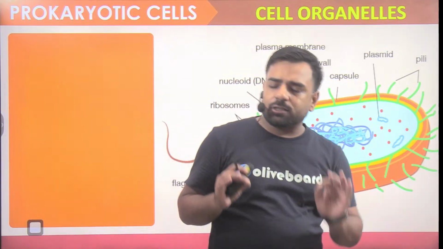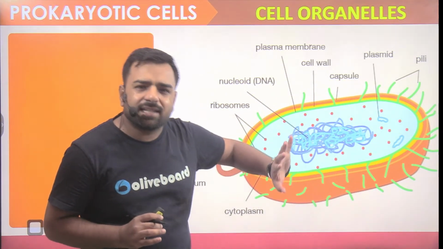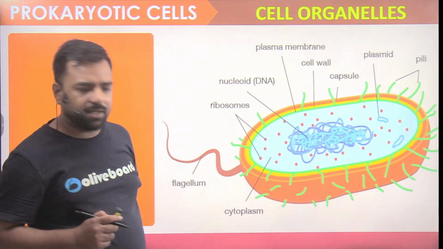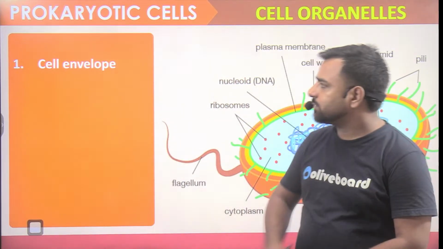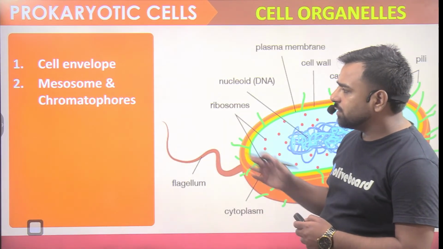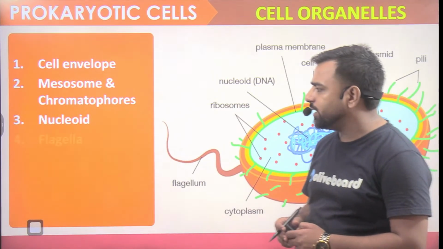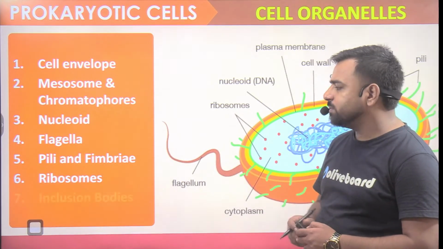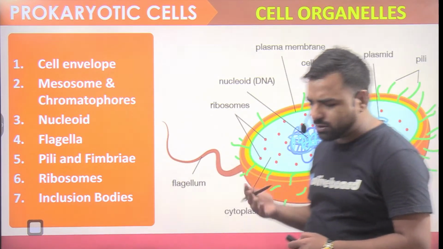Now here, just look at the structure of the cell. This cell is not fully developed. That's an undeveloped cell, right? So what all things are there? Cell envelope, mesosome and chromatophores. Then it has nucleoid, flagella, pili and fimbriae, ribosomes, and other inclusion bodies.